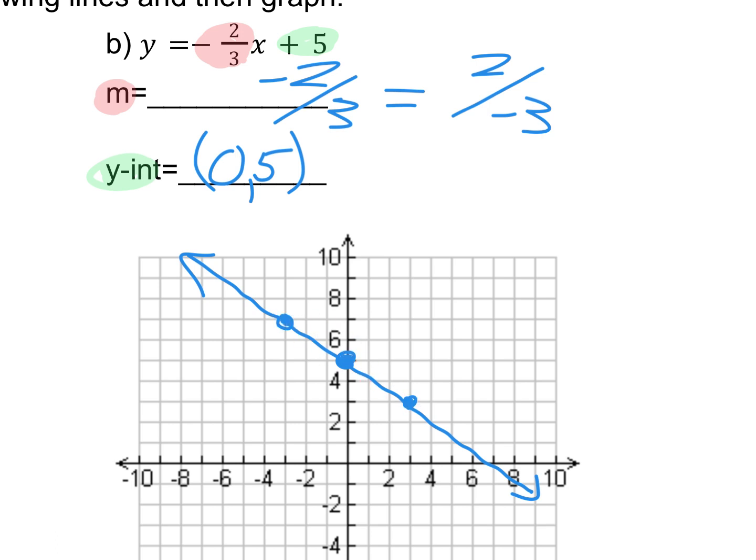The only mistake you might make, and you need to be careful of this, don't put a negative 2 and a negative 3, because that actually is a positive slope.